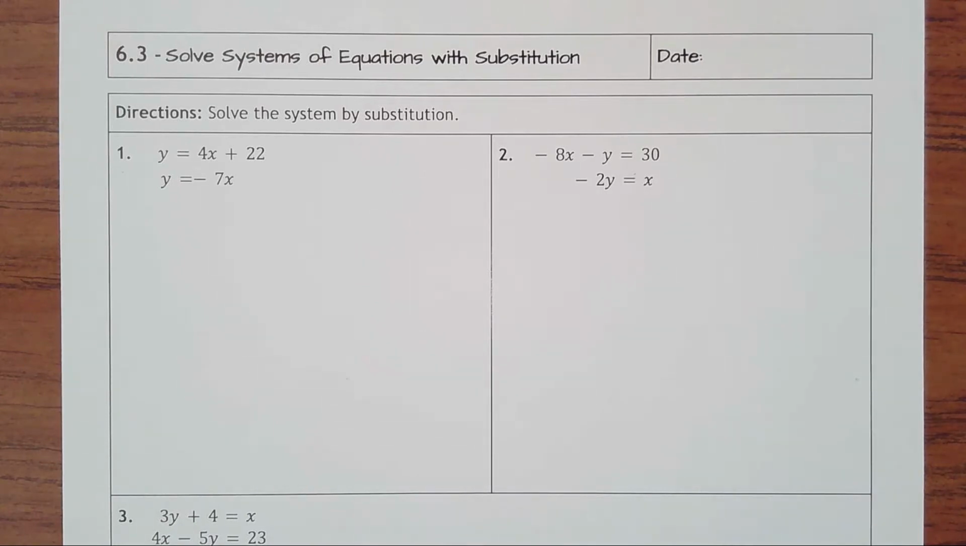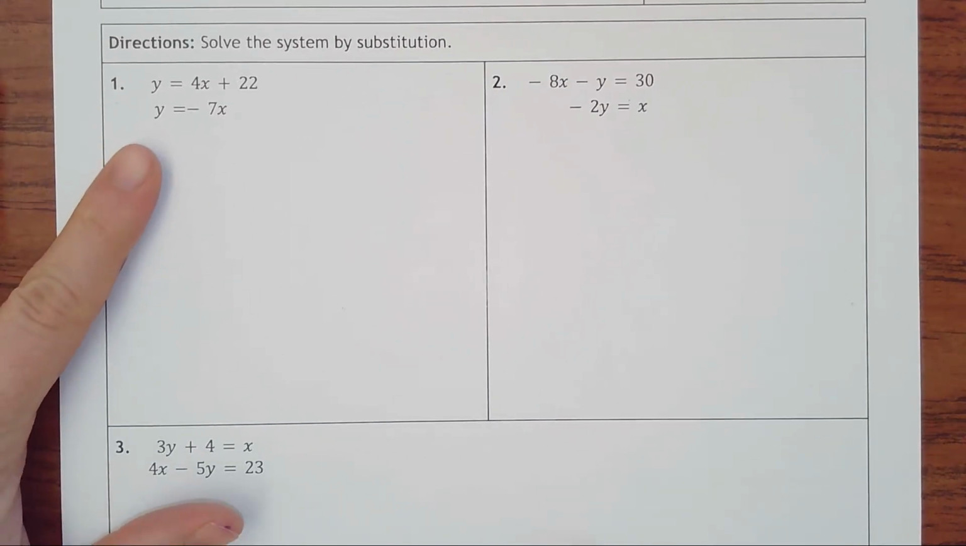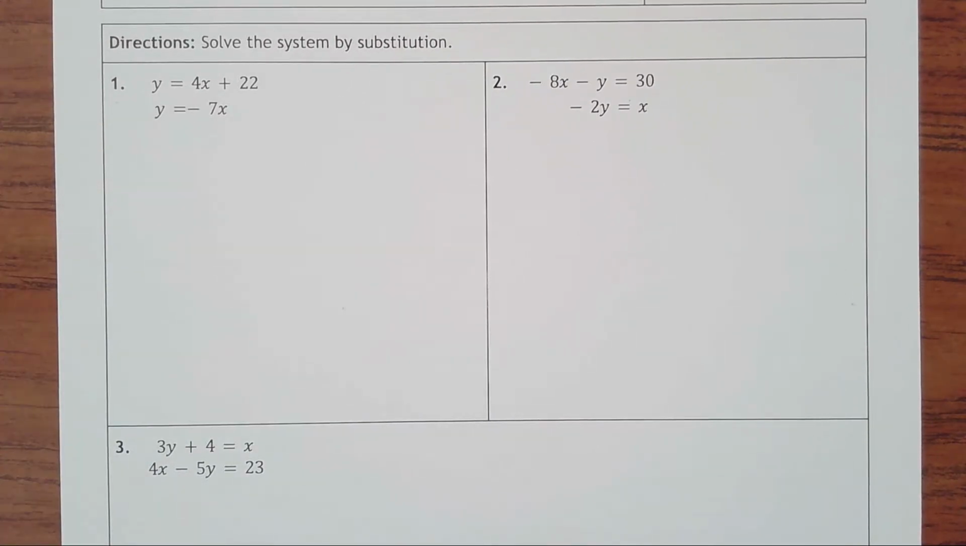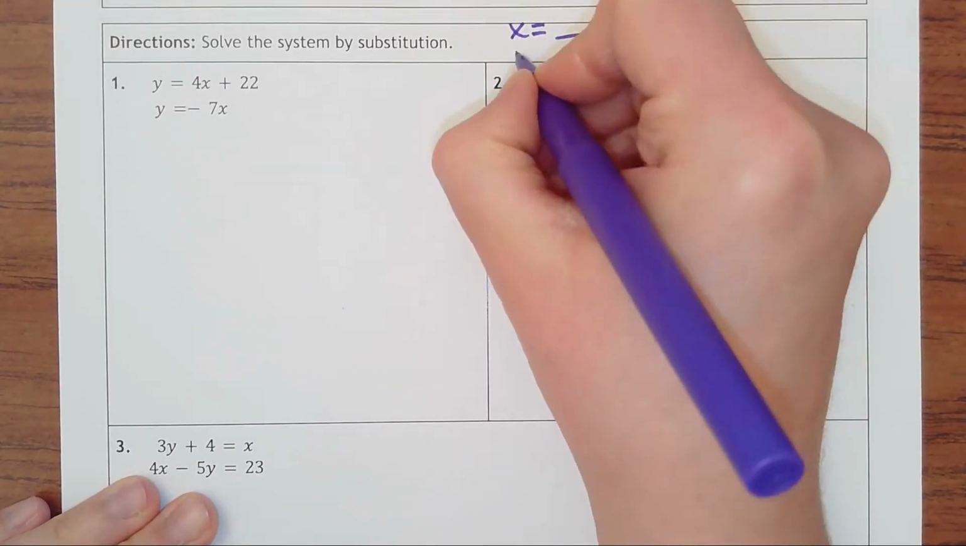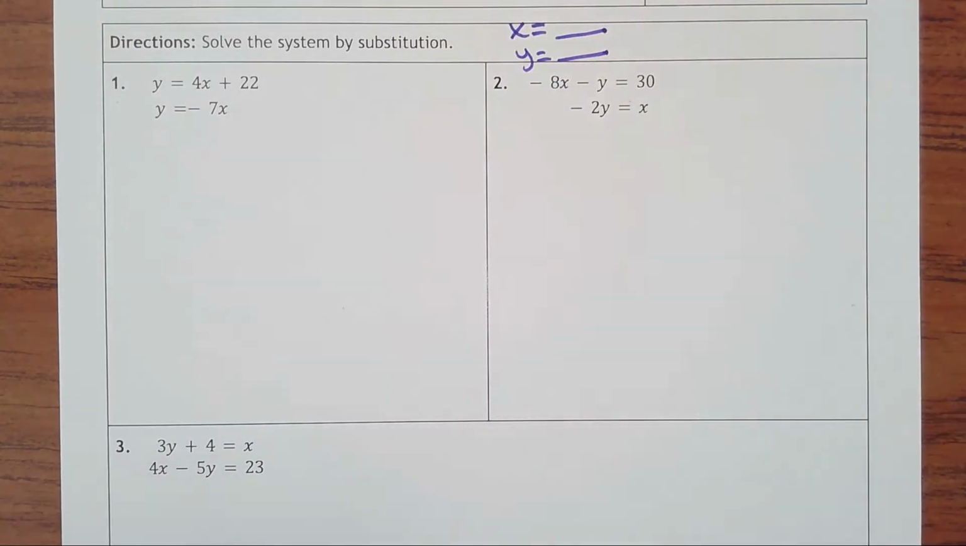Lesson 6.3, solving systems of equations with substitution. This is the third method or way to get an answer to where two lines intersect. So what we're trying to look for is one equation has to start with either x equals something or y equals something. That tells me I know what that variable is, even though it's an expression, but then I can substitute it into the other equation.